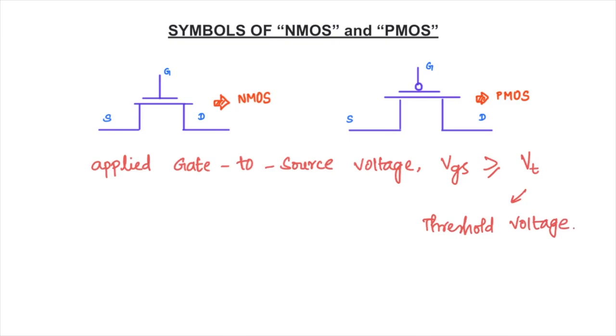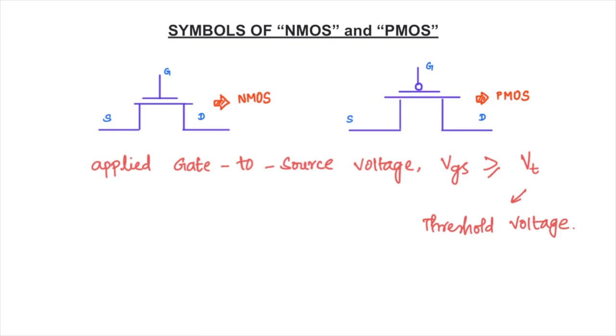Where VT is the threshold voltage, we define it in terms of the minimum voltage required for the transistor to turn on. Therefore, when VGS is greater than or equal to VT, the transistor turns on and behaves like a perfect closed state switch and passes the source input to the drain output terminal.